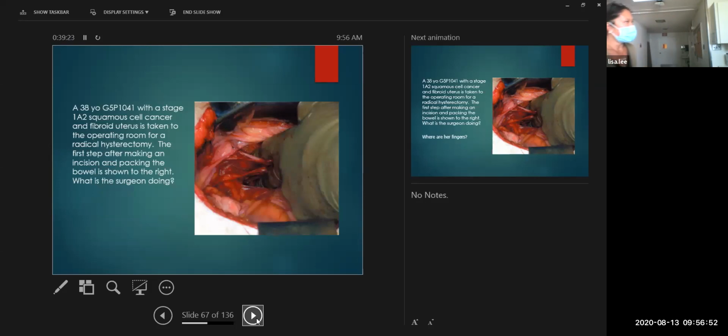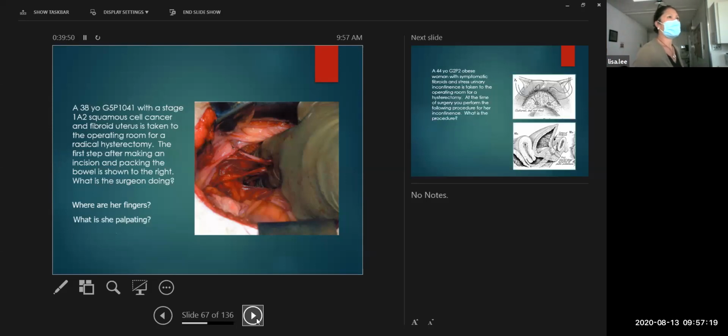A 38-year-old G5P1041 has a stage 1A2 squamous cell cancer and a fibroid uterus. We take her to the operating room for a radical hysterectomy, and the first step after making an incision and packing the bowel is shown to the right. What is the surgeon doing? Where are her fingers? What is she palpating?